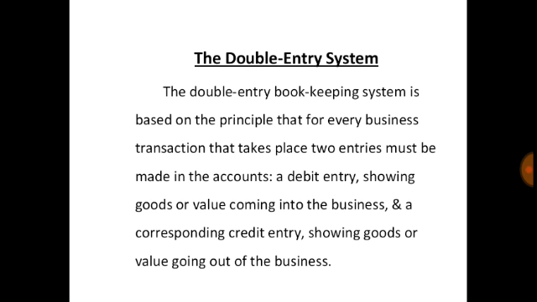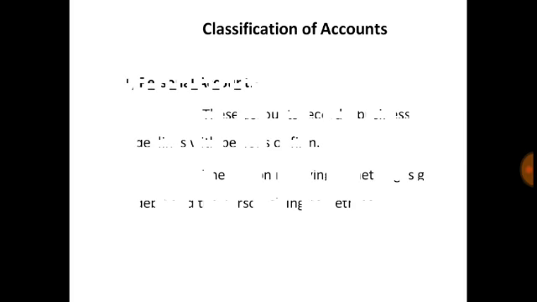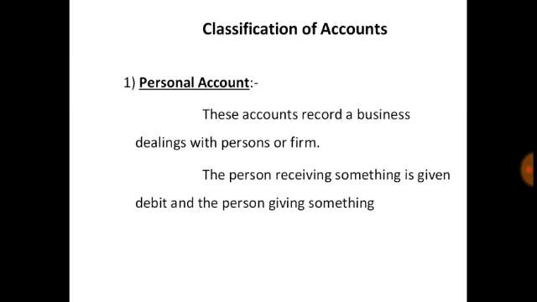Accounts may be classified into three categories. Number one, personal account. These accounts record a business dealing with the persons of the firm. These accounts may be natural, real. These accounts may be artificial also. The person receiving something is given debit and the person giving something should be credited.